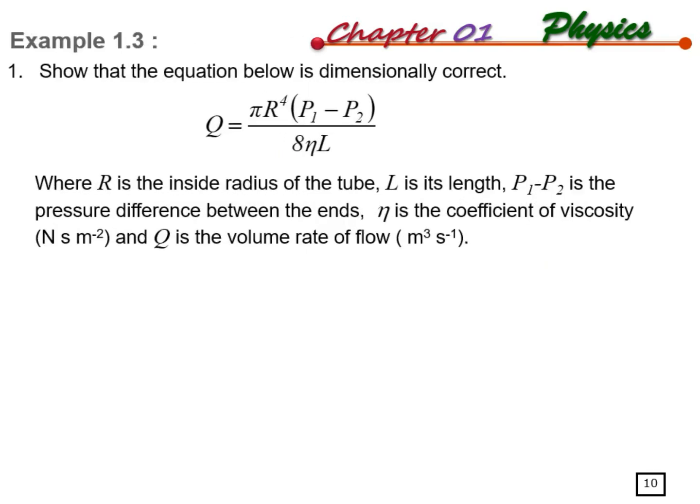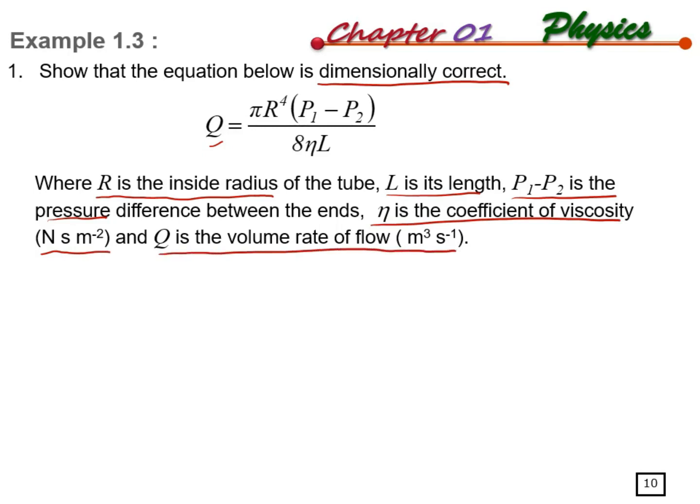Okay, example 1.3. Show that the equation below is dimensionally correct, by using the equation Q equals pi r to the power of 4 (P1 minus P2) over 8 eta L. So you must refer to the symbols and what is meant by each symbol. r is the inside radius, L is the length, P1 minus P2 is the pressure. Eta is the coefficient of viscosity, and it is given the unit Newton second per meter square, and Q is the volume rate of flow, meter cube per second.